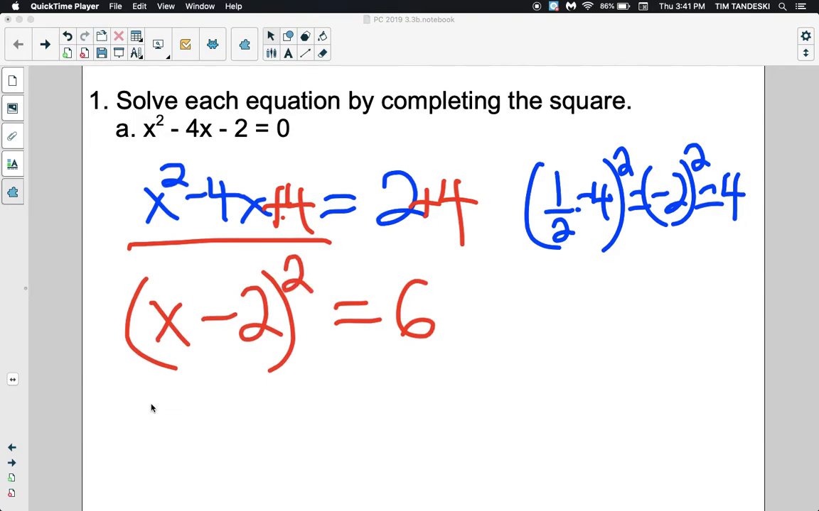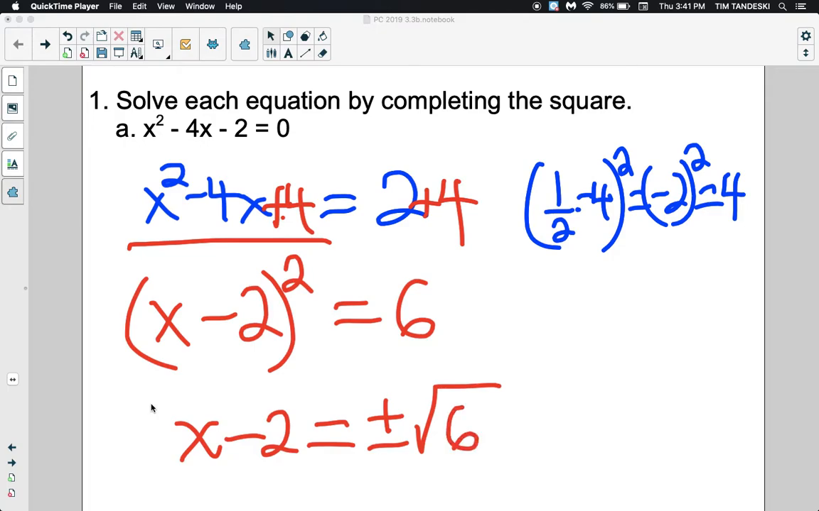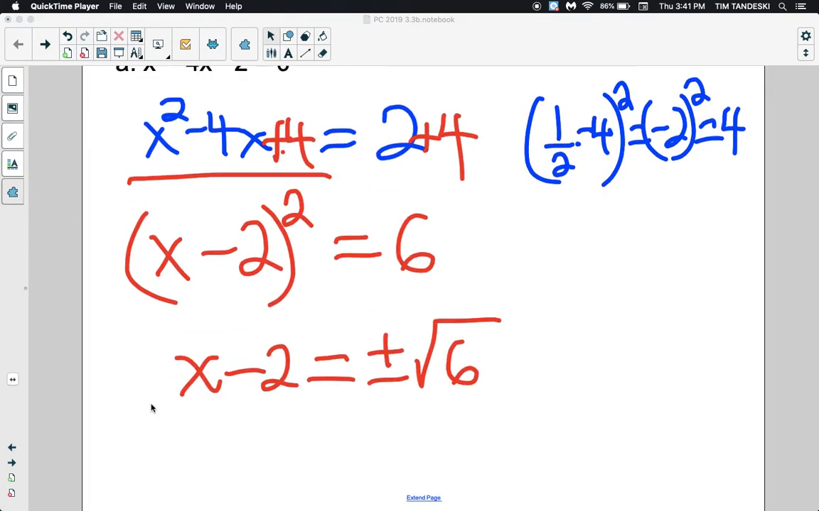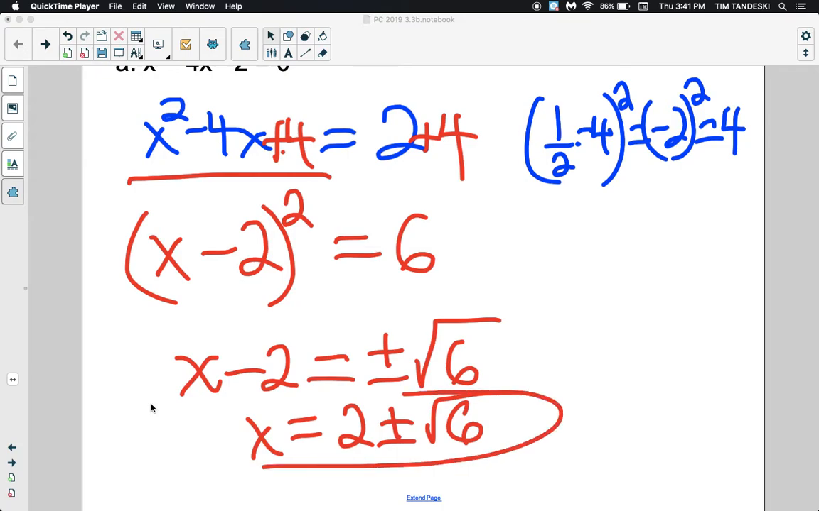Whenever we get it down to some quantity squared, where it's just the thing being squared by itself, we can take the square root of both sides. So I'll take the square root of both sides and I will get x minus 2 equals plus or minus the square root of 6. So to solve by completing the square, we got one more step. We would get x equals 2 plus or minus the square root of 6. Those would be my two solutions.